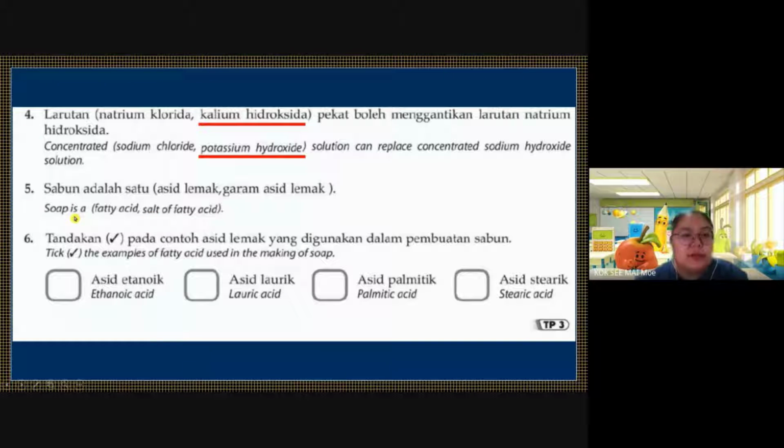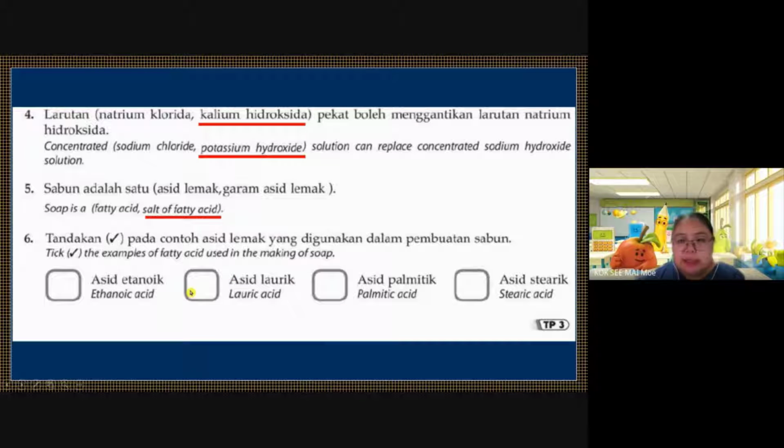So what is the salt? It's a salt of fatty acid because you add the sodium. So it's a salt of the fatty acid. And number 6, give an example of the fatty acids used in the making of the salt. So we're not using just acid, we're using an example fatty acid. Remember, for alcohol we use acid, is it? So that one is some of the fatty acids we use to make the salt.